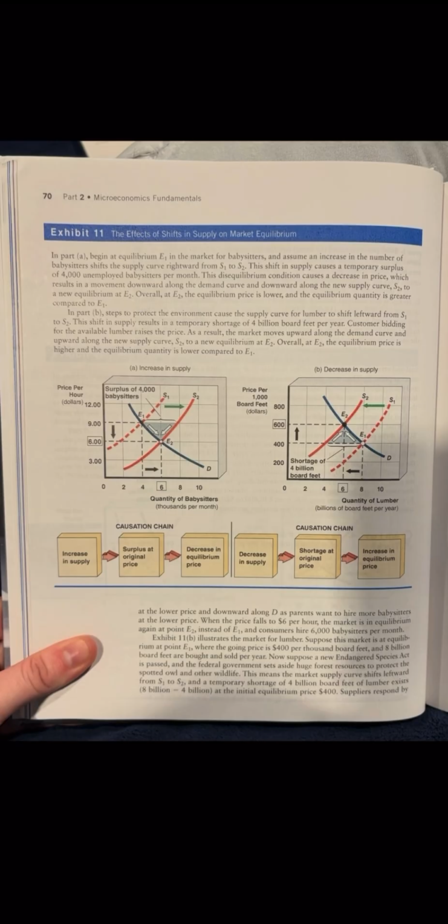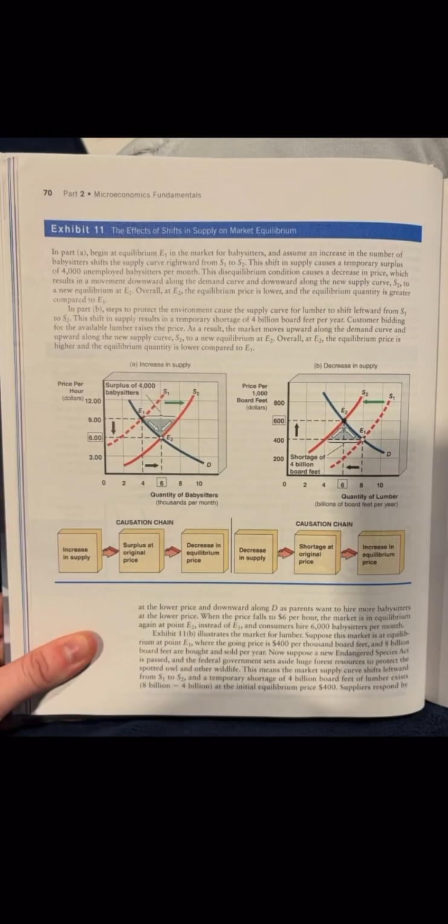In Part B, steps to protect the environment cause the supply curve for lumber to shift downwards from S1 to S2. This shift in supply results in a temporary shortage of 40 million board feet per year. Customers bidding for available lumber raises the price. As a result, the market moves upward along the demand curve and upwards along the new supply curve S2 to the new equilibrium at E2. Overall, at E2, the equilibrium price is higher and the quantity is lower than at E1.